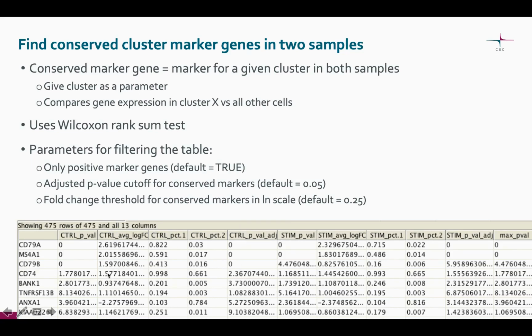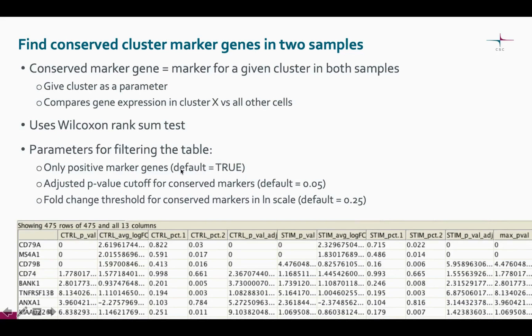Please note that the fold change is in the natural logarithmic scale, ln. These values here are percentages of cells expressing the marker. This 1 here means the percentage in the cluster in question, and 2 means in all the other cells. All these values are computed for both samples, but parameters for the tool are looking at both of the resulting values. You can filter this table based on these 3 parameters.